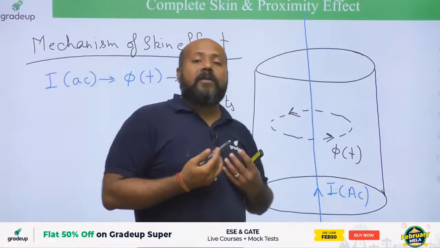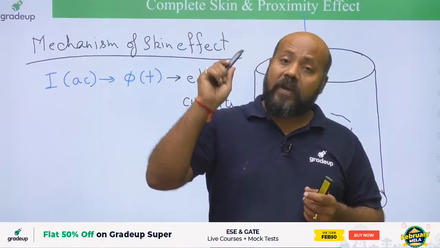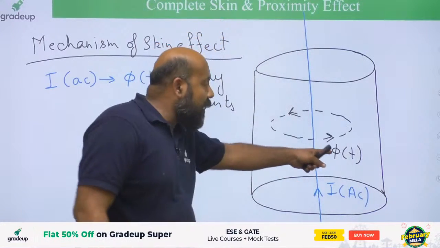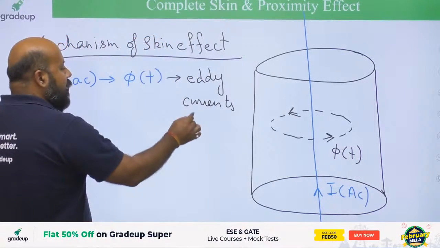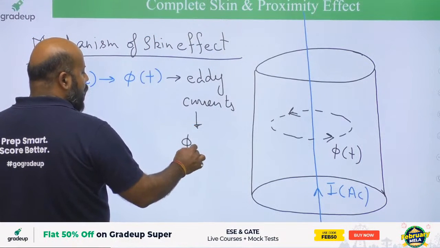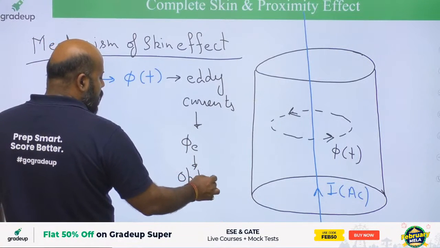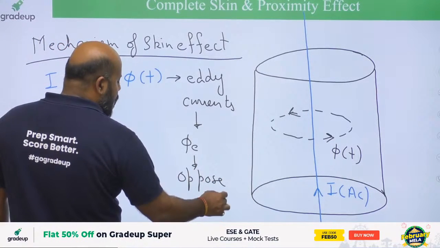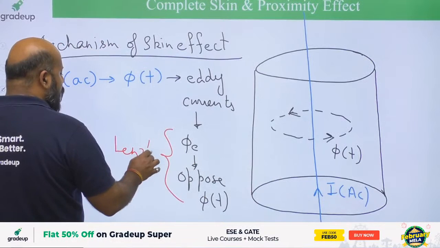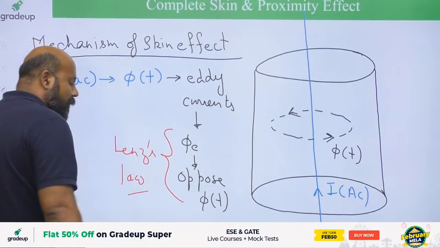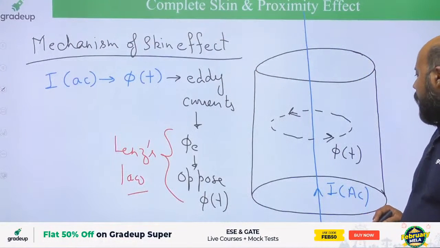Now, the direction of these eddy currents is going to be such that they generate a flux which opposes the main flux phi t due to Lenz's law. What is Lenz's law? Lenz's law says the effect opposes the cause.